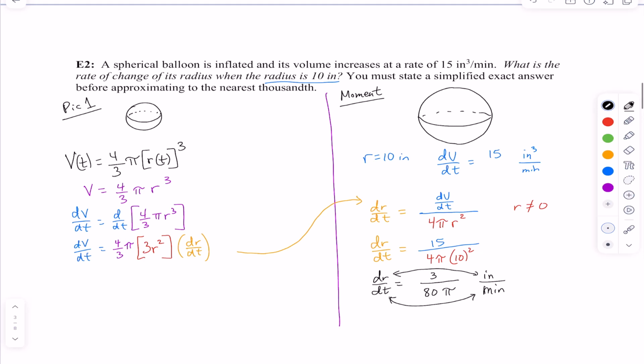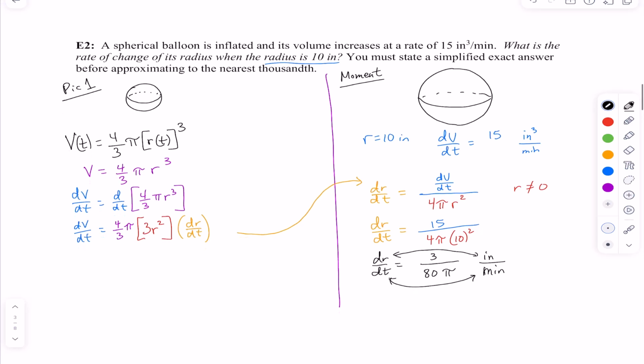Interpretation, you should be able to summarize this and write a sentence.